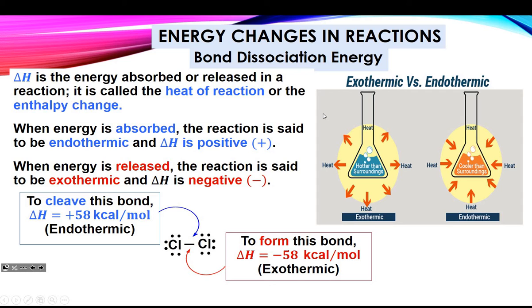When energy is absorbed, it's said to be endothermic, and delta H is positive. That means I'm putting it in on the reactant side. When energy is released, it's said to be exothermic, so releasing energy, exiting the system, exothermic. And delta H is negative, or it's found on the product side of a reaction. So when we cleave the bond, we have to add energy. It's endothermic. It would be on the reactant side where I would add that energy. To form the bond, I would put that on the product side because it's a minus, and it's exothermic.